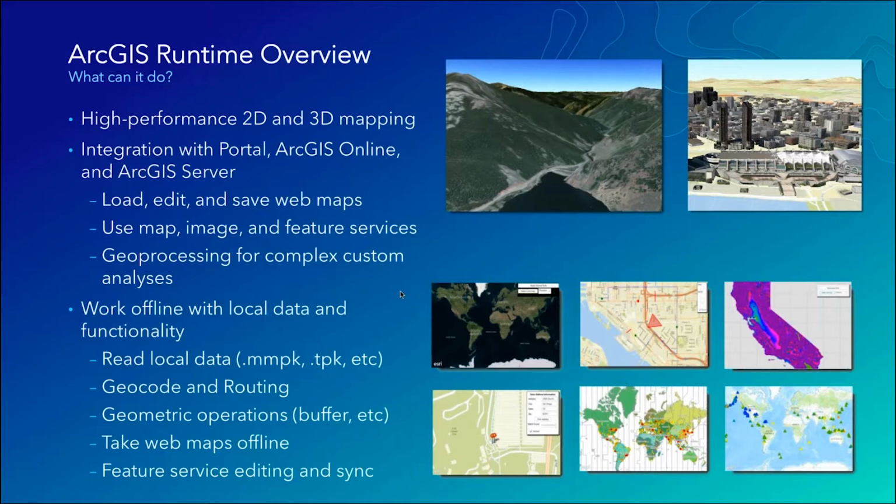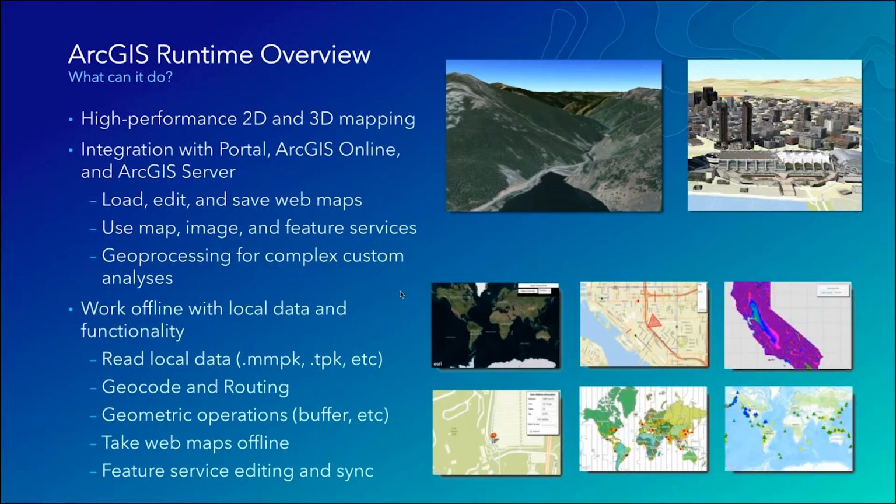Now, in addition, we can do a lot of stuff offline. We can read local data, mobile map packages generated by ArcGIS Pro, tile packages. We can do geocoding and routing completely offline on the device using network models and Locator stored on the device. And we can do very fast geometric operations like buffers and unions using the runtime and using the full power of the device.